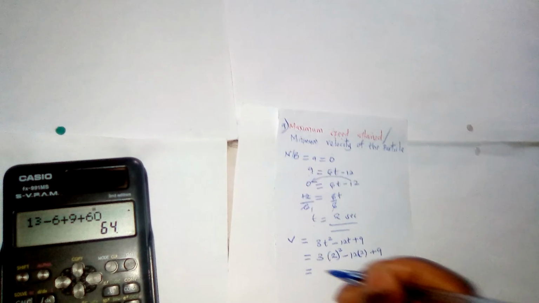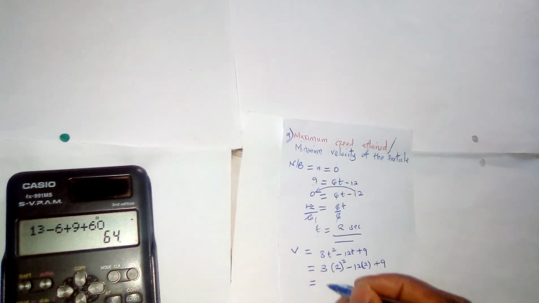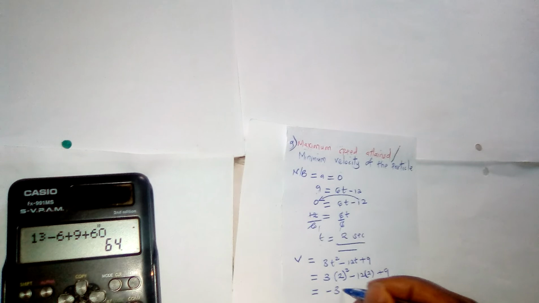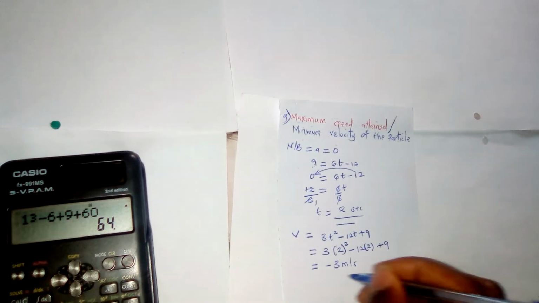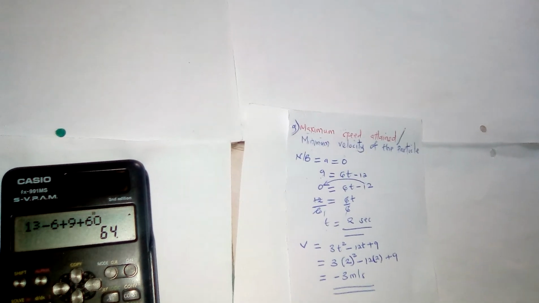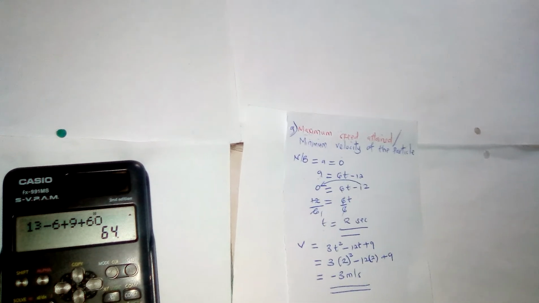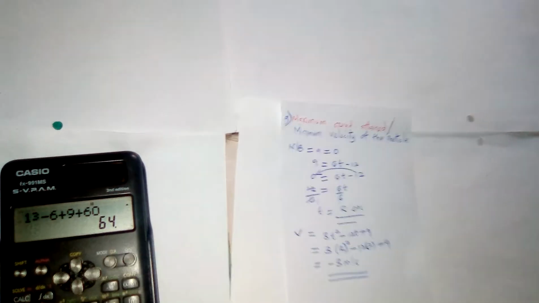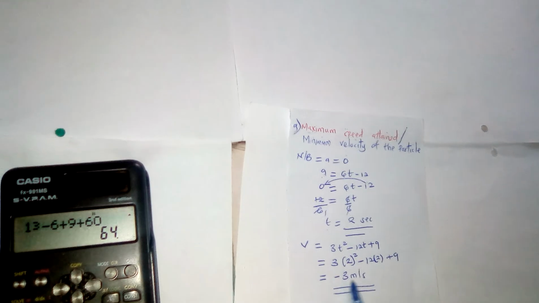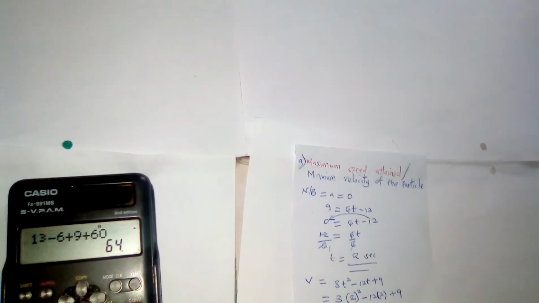When you work this out on the screen, you shall end up getting negative 3 meters per second. And therefore, at the maximum speed attained or minimum velocity of the particle, the velocity is negative 3. And that's the solution to that.